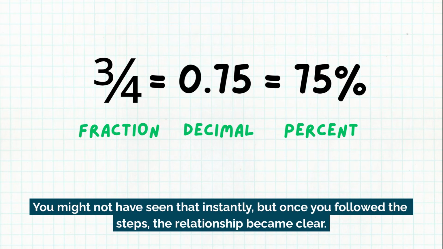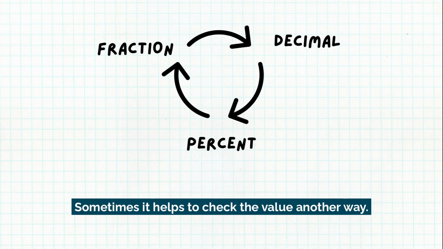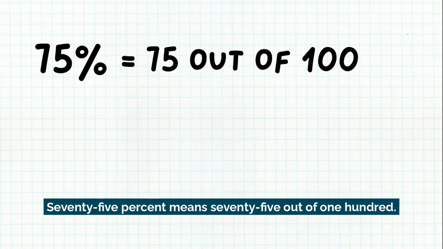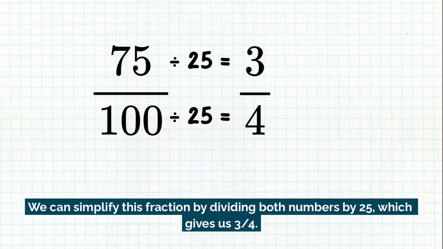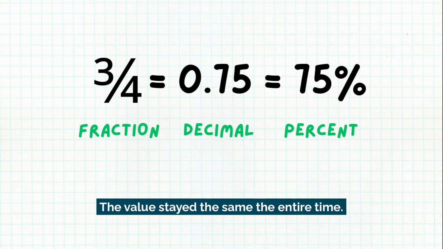You might not have seen that instantly, but once you followed the steps, the relationship became clear. Sometimes it helps to check the value another way. 75% means 75 out of 100. If we write that as a fraction, it's 75/100. We can simplify this fraction by dividing both numbers by 25, which gives us 3/4. The value stayed the same the entire time.